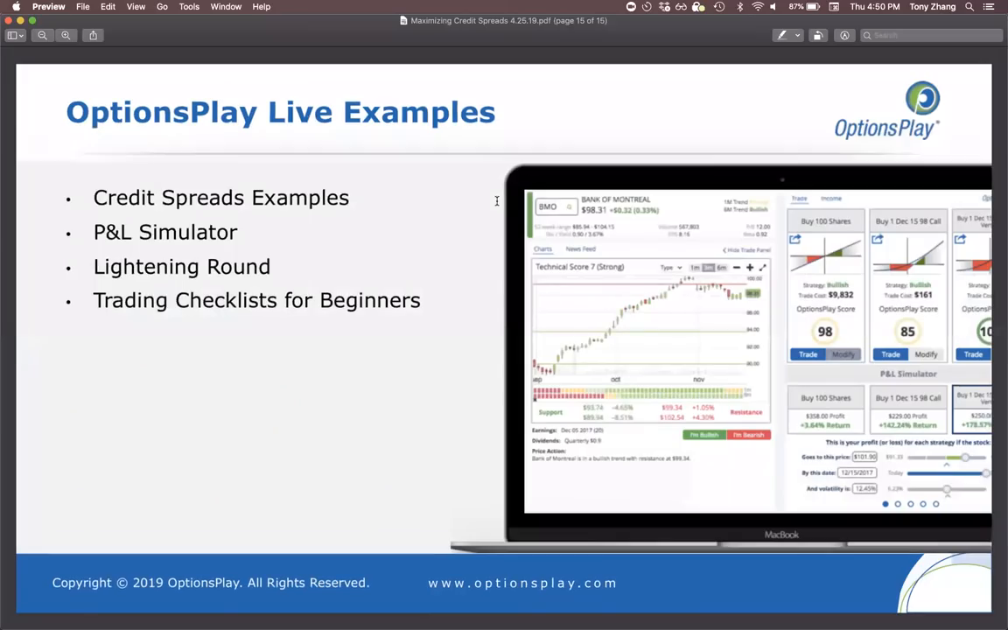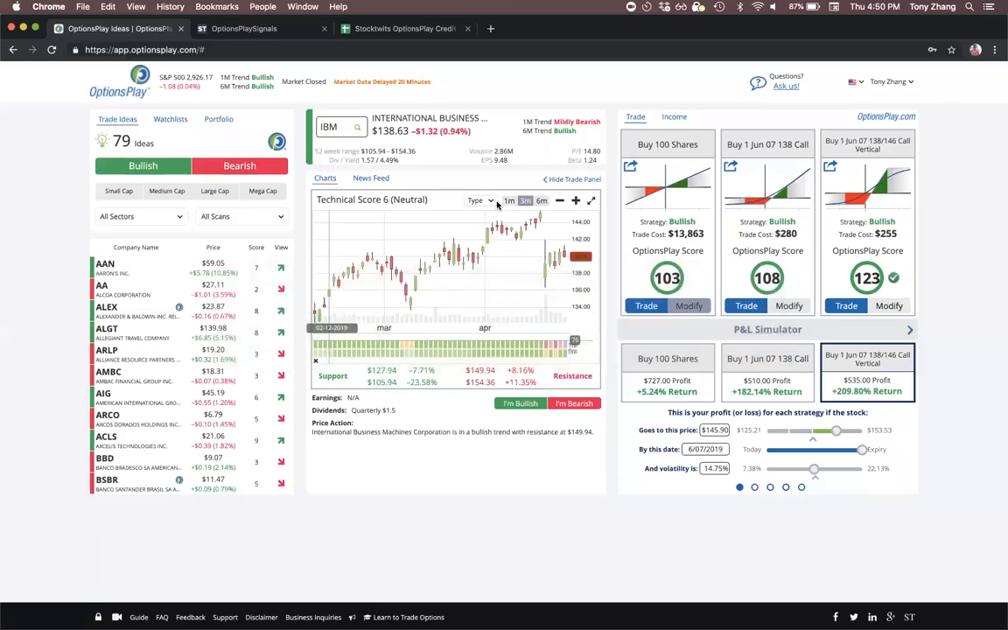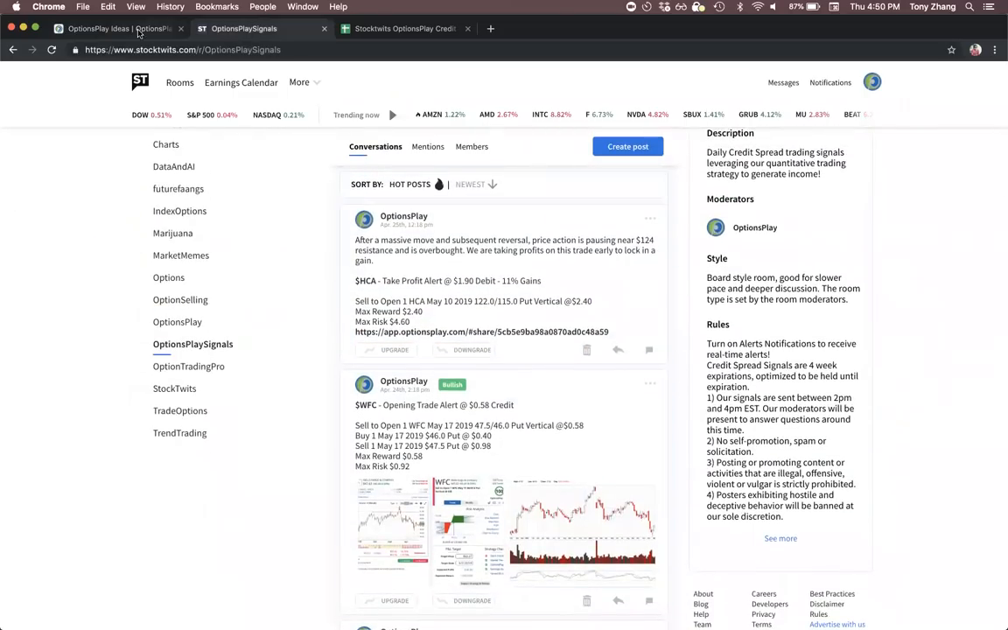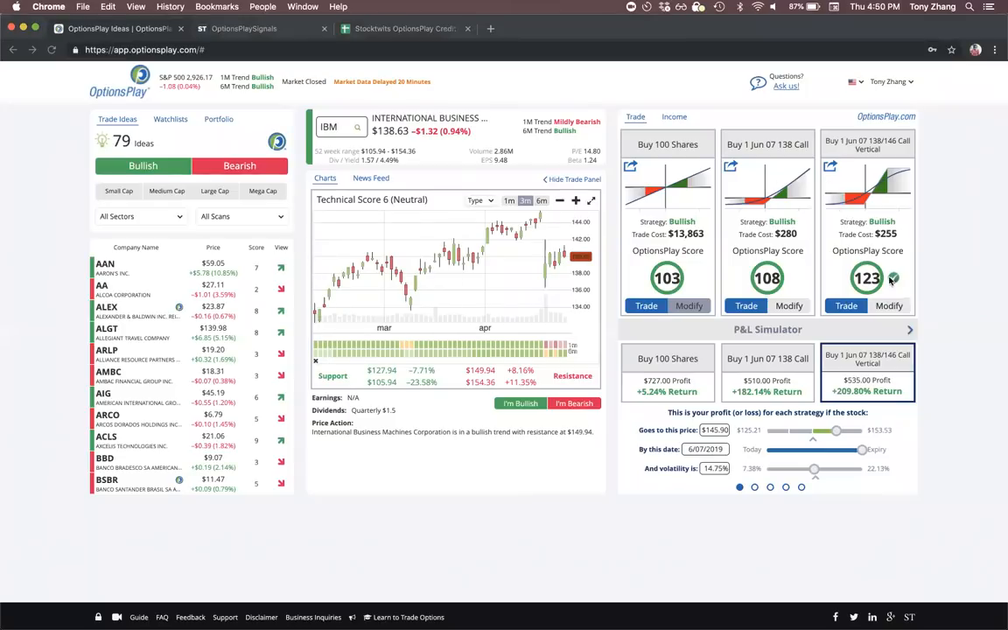So with that, I want to jump over to Options Play and show you some real samples of selling credit spreads, and also a little bit about the signals that we send out in our Options Play room. First, I want to open this up for anyone who wants to provide some symbols to take a look at. If you have a specific symbol, please type it into the chat window. I'll try to spend a little bit of time on this particular trade.